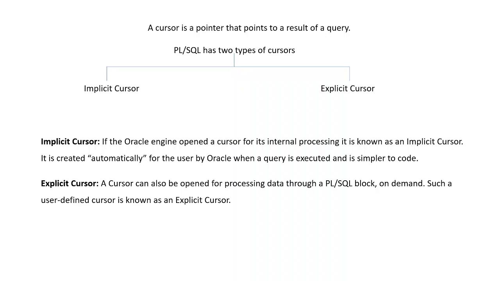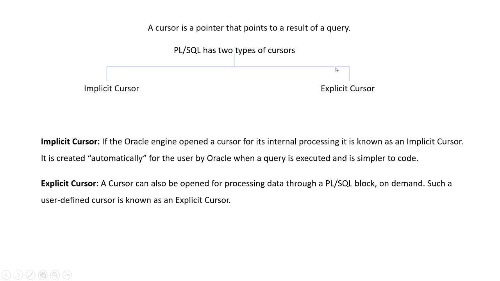Whenever you run a query, you get some result. That particular result is known as an active set, which is stored in one particular area of the memory, which is temporary in nature, and we call the work area as a cursor.